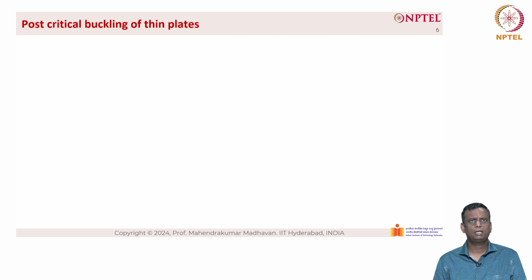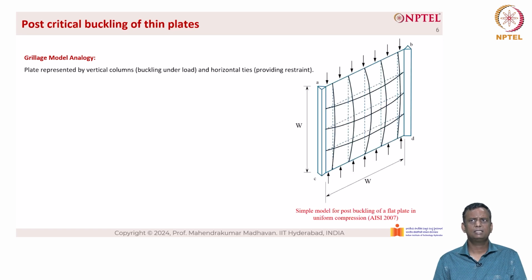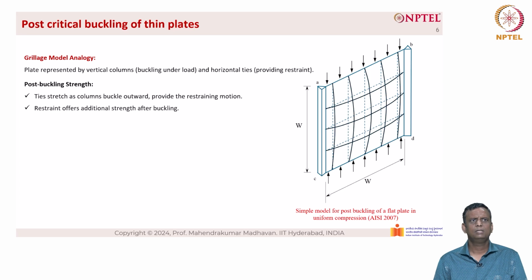So the post critical buckling of thin plates can also be represented by means of the Grillage model analogy. The plate is represented by vertical columns buckling under load and horizontal ties providing restraint. As you can see on the right hand side of the figure, taken from AISI 2007, it's a buckling of a plate where the vertical lines represent the columns, and the horizontal lines represent the ties, basically providing lateral restraints. So the post buckling strength arises as the ties stretch while the columns buckle outward, providing the restraining motion. The restraint offers additional strength after buckling.